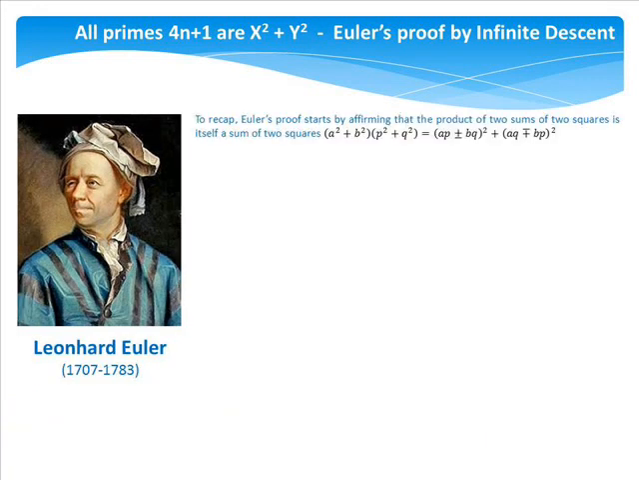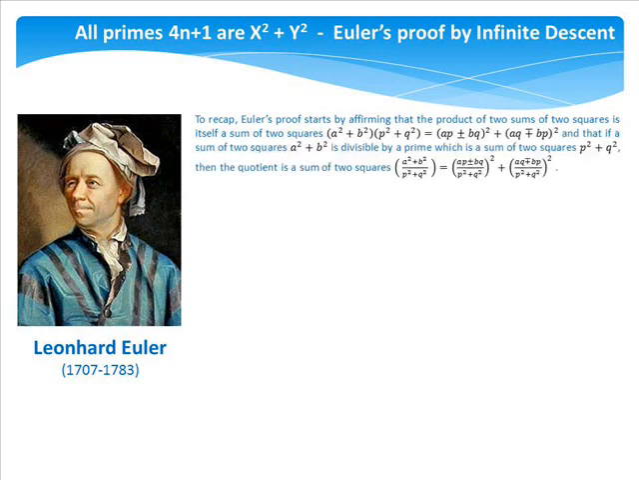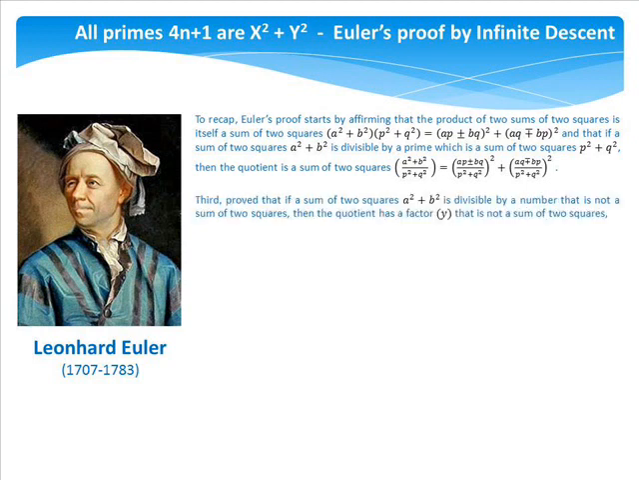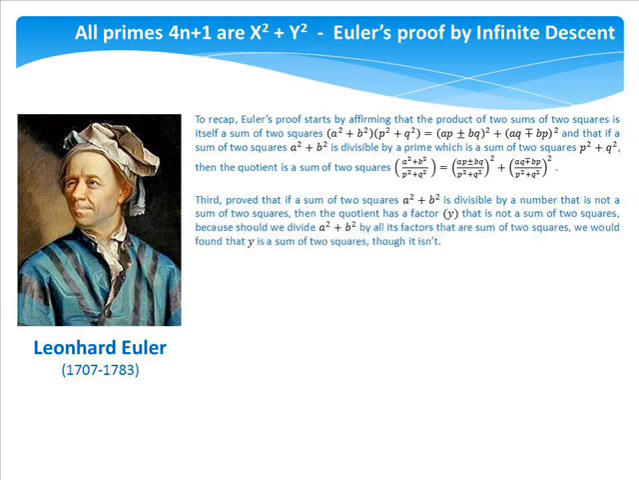To recap Euler's proof, start by affirming that the product of two sums of two squares is itself a sum of two squares, and that if a sum of two squares is divisible by a prime which is a sum of two squares, then the quotient is a sum of two squares. Third, prove that if a sum of two squares, a squared plus b squared, is divisible by a number that is not a sum of two squares, then the quotient has a factor, y, that is not a sum of two squares. Because should we divide a squared plus b squared by all its factors that are sums of two squares, we would find that y is a sum of two squares, although it isn't. So at least one of those other factors of a squared plus b squared must not be a sum of two squares.